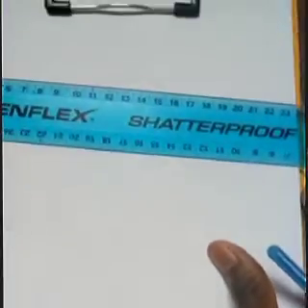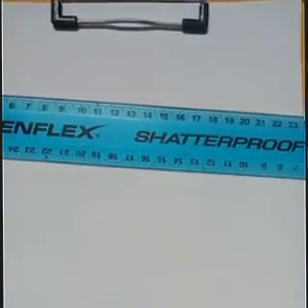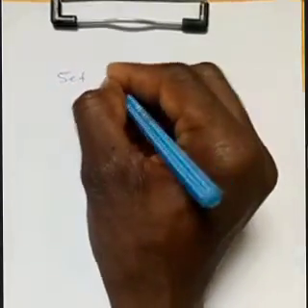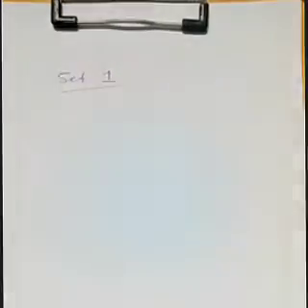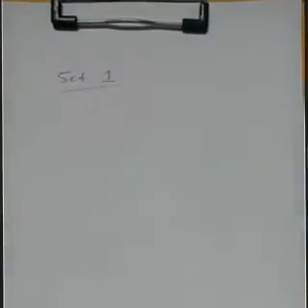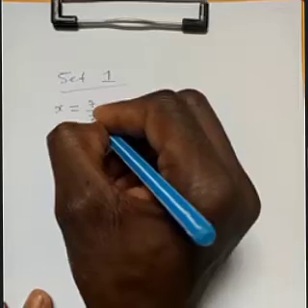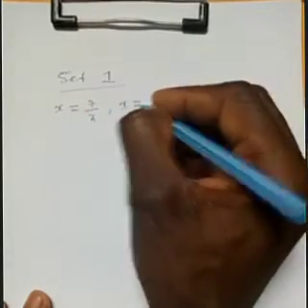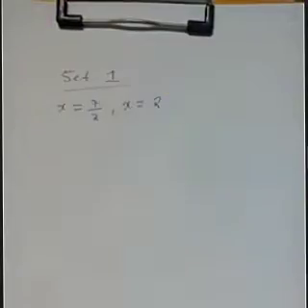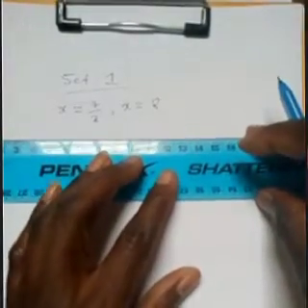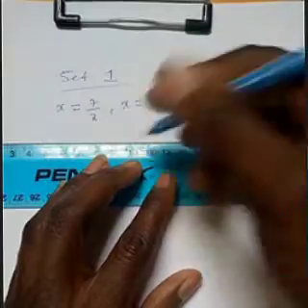Now, focus on this part. We have our critical points. The first set, I'll say set 1. The first part of our critical points, we are saying x is equal to 7 over 2, comma, x is equal to 2. So I'll draw a sign graph. How am I going to draw a sign graph? Remember what I said last time for those that were there?